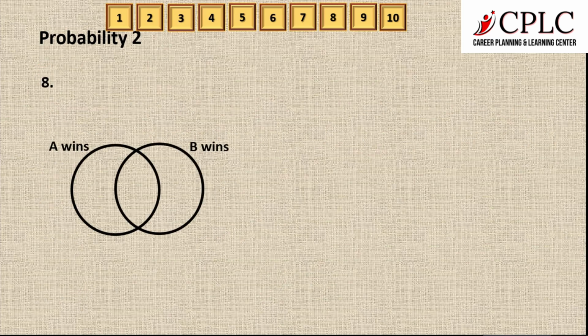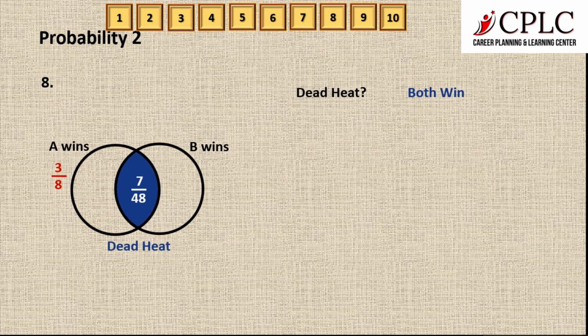One circle is A wins, the other one is B wins. The intersection is where both of them win. That is the tie, which is the dead heat. We know A wins, that is the entire circle of A is 3 by 8. And we know the dead heat, that is the in-between region, is 7 by 48. Both are winners. You know the value of the entire circle of A, minus this part, you'll get only A wins. So 3 by 8 minus 7 by 48. If you do that, you get only A wins in this region, which is 11 by 48.